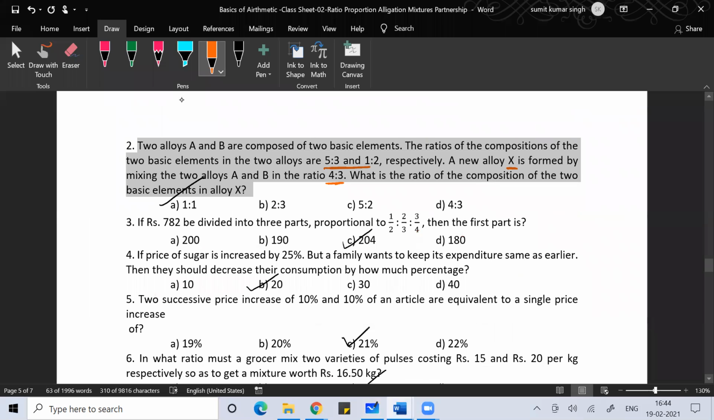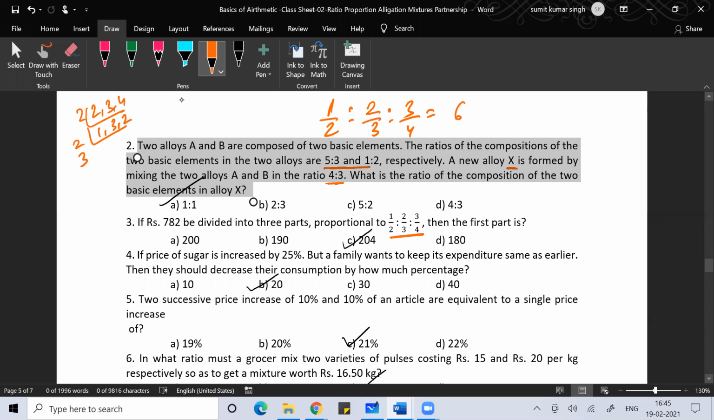Right. So I hope you understood this. Now, if 782 rupees is divided into three parts in the proportion, this again is a very easy problem. You can either do the problem in terms of ratio, or convert them into fractions. So this is 1 by 2 is to 2 by 3 is to 3 by 4. If you take the LCM of 2, 3, 4, the LCM will be 12.